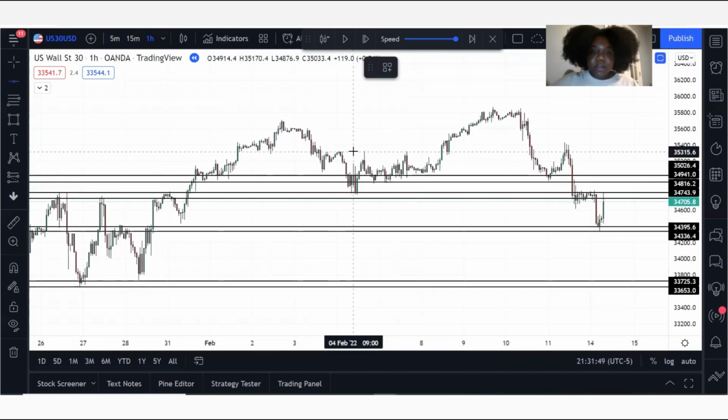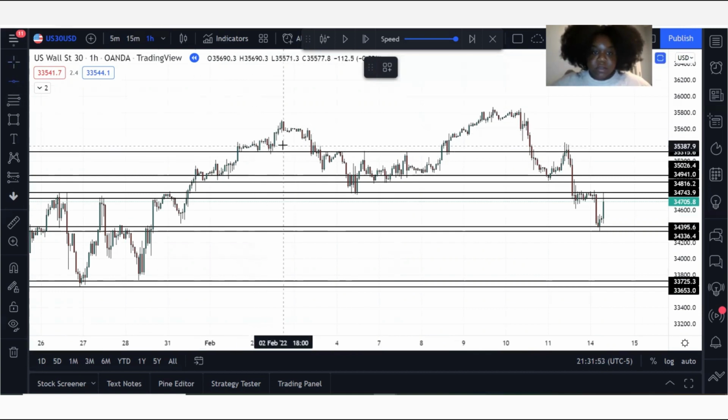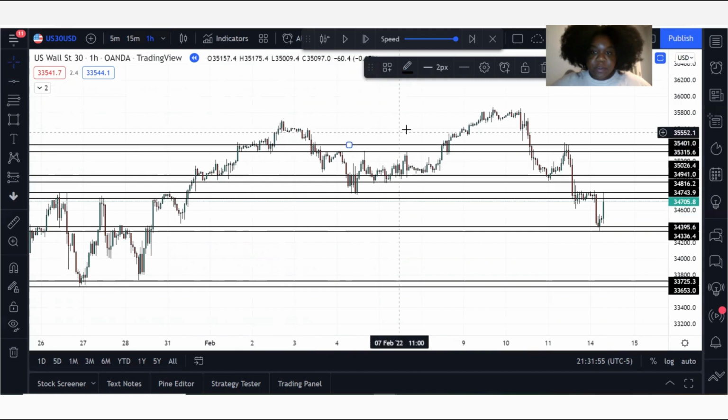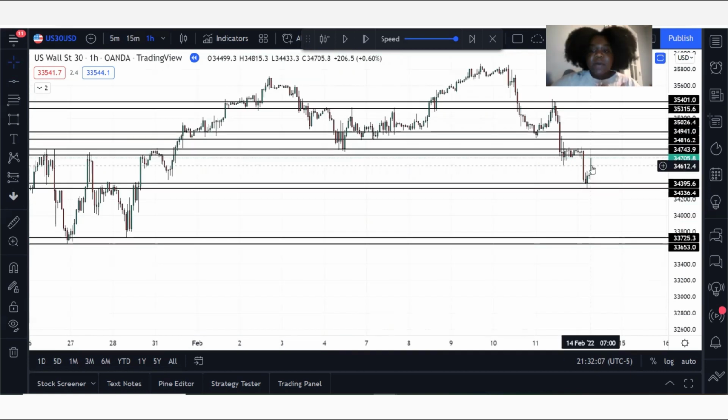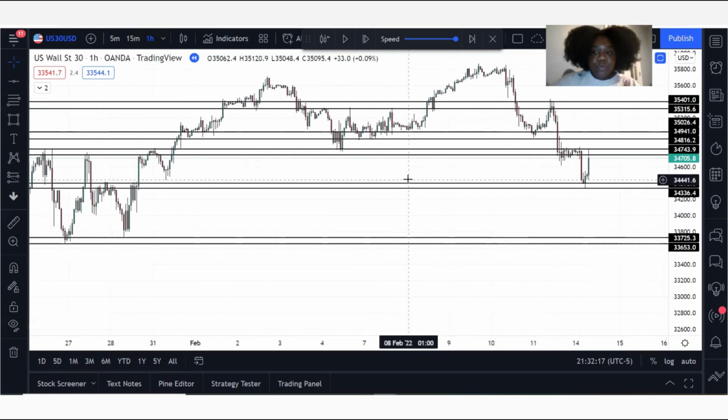Okay, maybe here. Okay, yeah, that works. So for now, at 8 a.m., I know the market is around this area, so I don't have to go too far up or too far down. For now, this is fine. Now what I'm going to do is switch to my 15-minute chart.